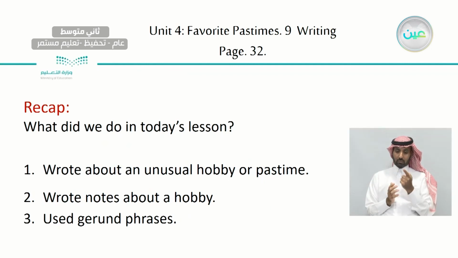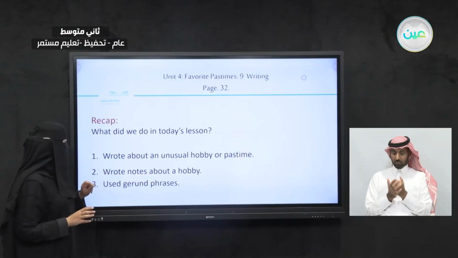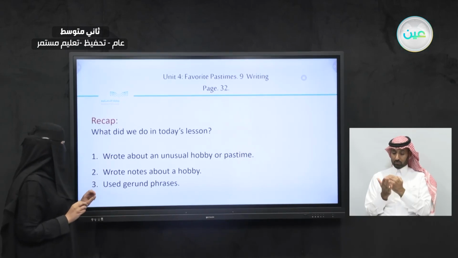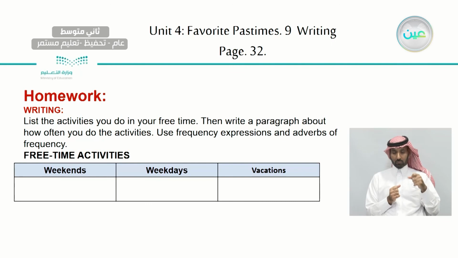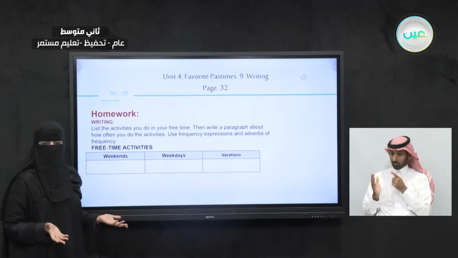Now, what did we do in today's lesson? We did all of these. So we wrote about unusual hobbies or pastimes, and we wrote notes about a hobby, and we used gerund phrases as an object or as a noun or as a subject. So what are you going to do for your homework? So for your homework, you're going to do this. Because it's a writing lesson, I want you to practice more writing.